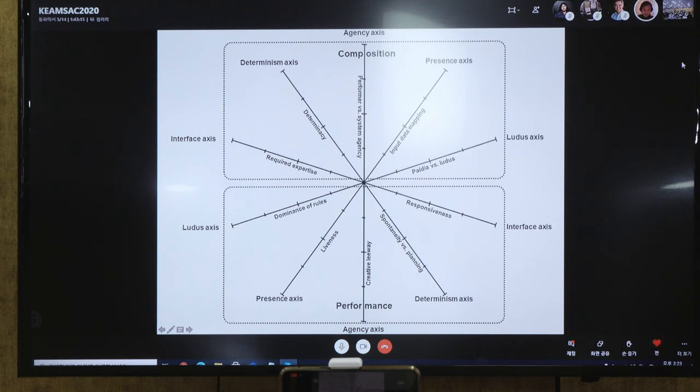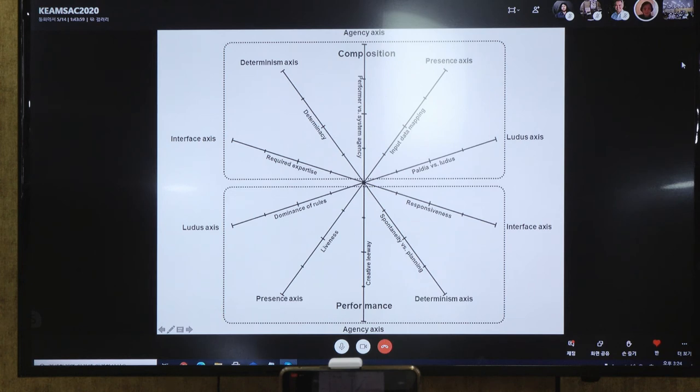And we have different axes, for example, the interface axis. Here in the composition half, you can see which kind of interface we use and what kind of expertise is required to use this interface. And if you follow this interface axis through to the performer half, then you see responsiveness. The responsiveness tells you how easily or how clearly you can use this interface as a performer. How responsive is this? If you work with this interface, do you immediately feel a response, so that you can really act with this interface?